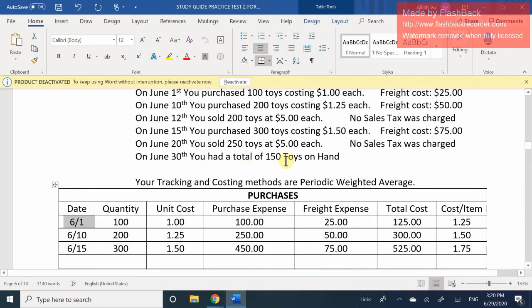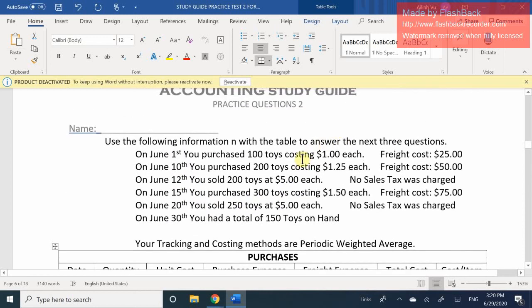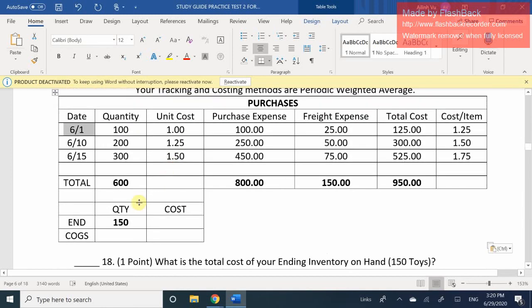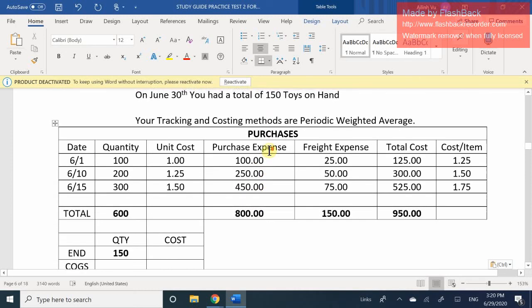Your total quantity at the end is going to be 150 toys on hand, everything's the same. You still purchase 100 with $25 free. So now that we have this information, what is significant when we are dealing with weighted average?